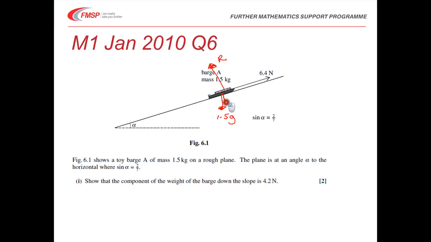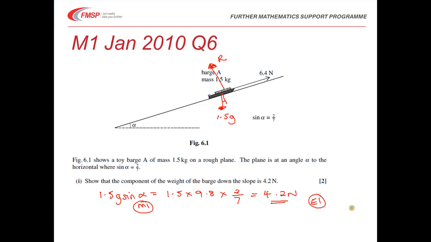Now we know that this angle here is also alpha, and so the component down the plane will be 1.5 g sine alpha. So that's 1.5 multiplied by 9.8, and then the value of sine alpha is 2/7. They've told us that in the question here. So if we work that out, it does work out to be 4.2 newtons. So we had a method mark and another mark there for explaining.